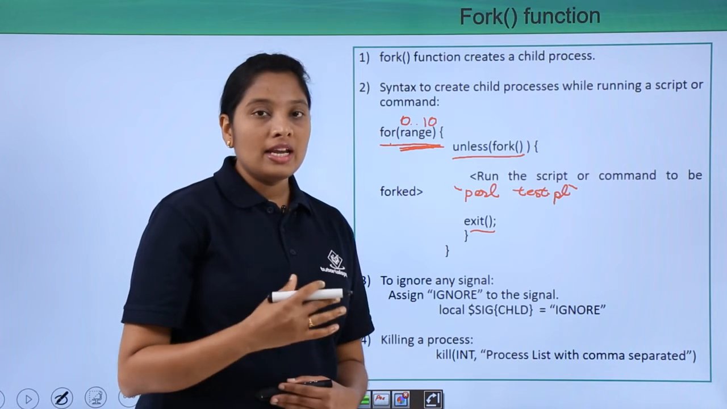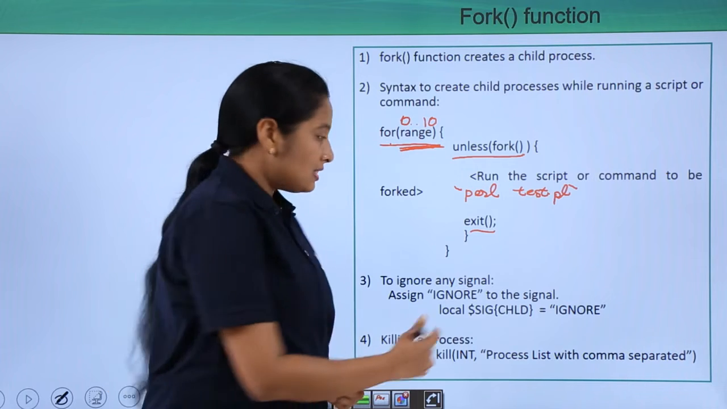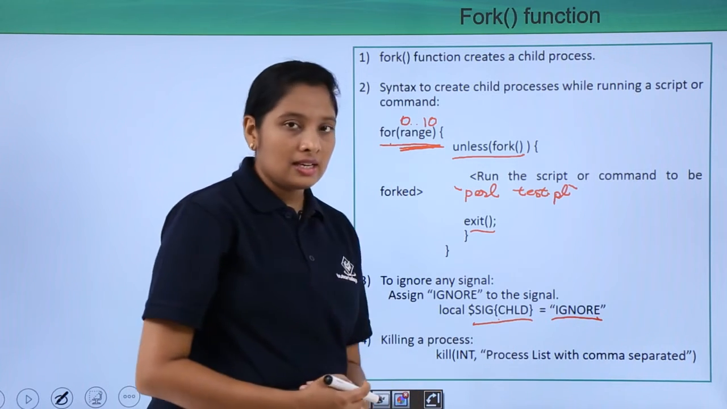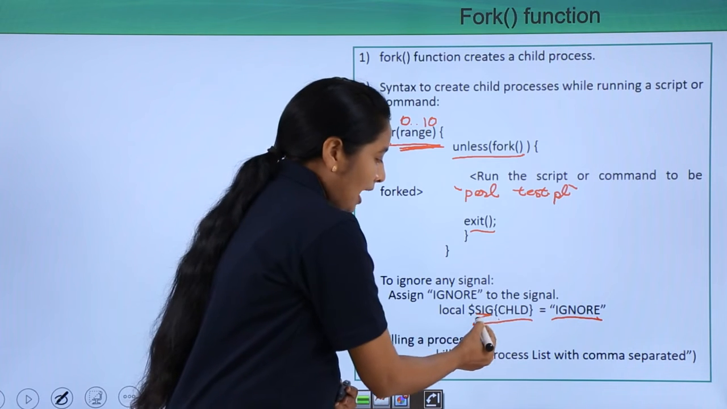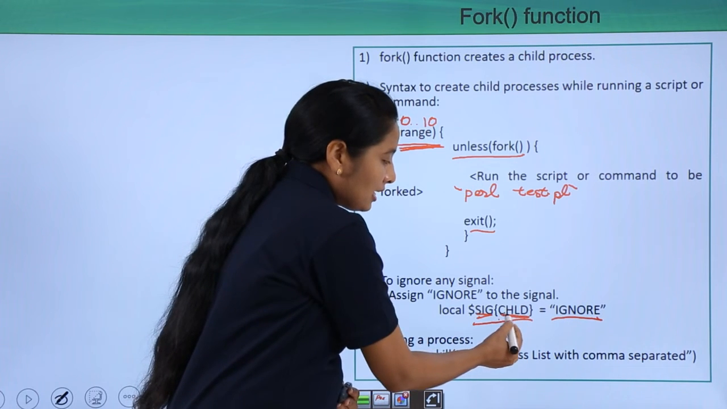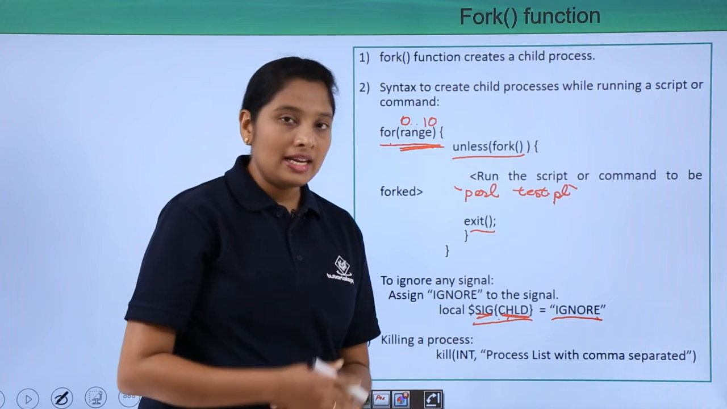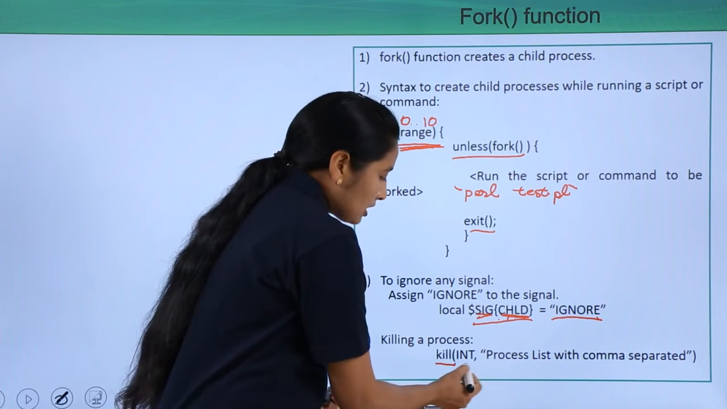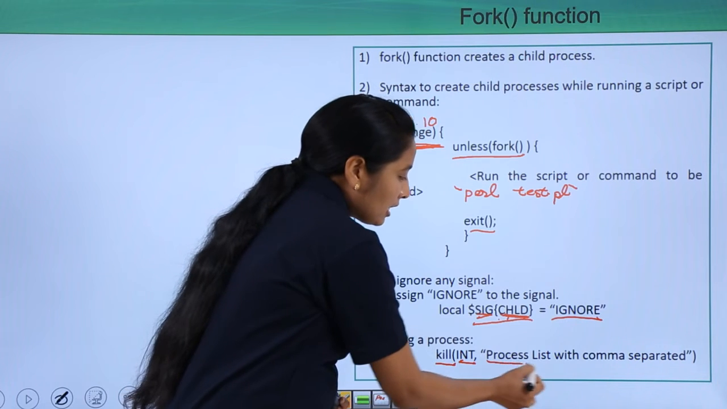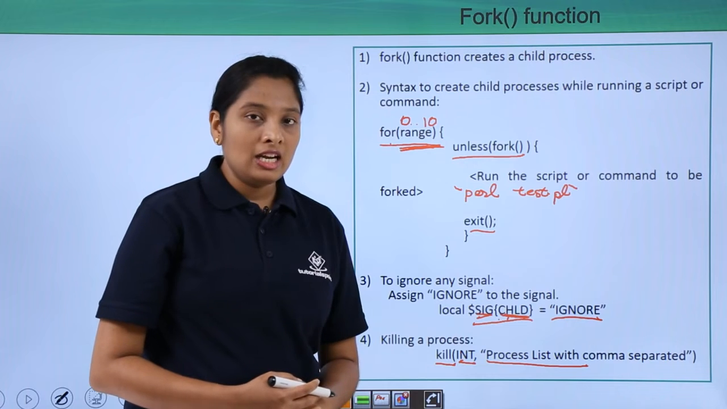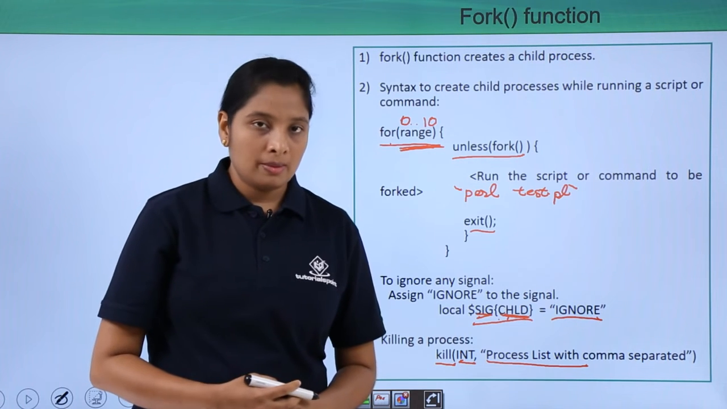Now to ignore any signals, just give the ignore keyword to the signal. SIG is nothing but a hash, so you have to give the type of signal name here. Next is to kill any process, use the kill function, give INT and then give the process IDs. This is how you can kill processes through a Perl script.